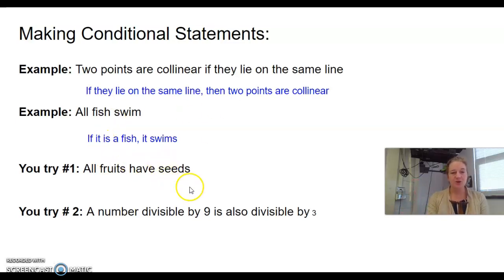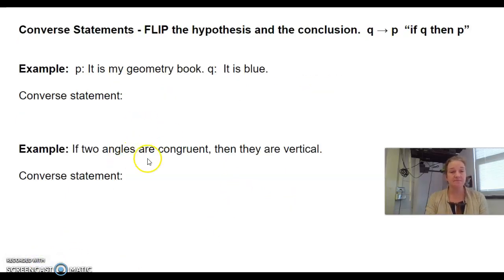Okay? You try this. All fruits have seeds. Try to do it just like the example above. Okay? Put this on your notes. I'm signing off on your notes. Probably grading them this time.